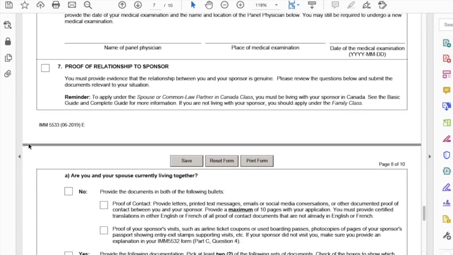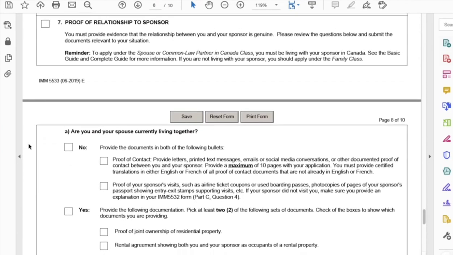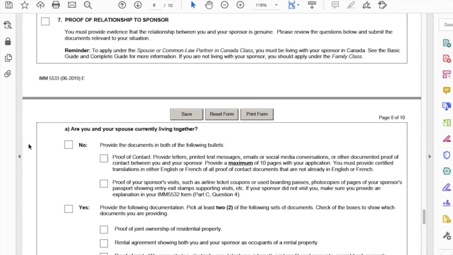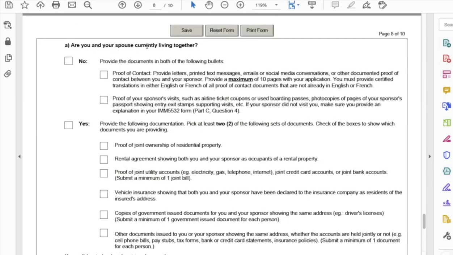Okay, now the proof of relationship to sponsor. This is a very interesting part because here we need to provide some personal details and proof of our personal relationships. Are you and your spouse currently living together? If no, then you need to provide proof of contact. Just like you have to provide the letters, printed text messages, emails, or maybe WhatsApp chat or Facebook Messenger chat, something like that to give them the trust that you have been in contact for a long time.